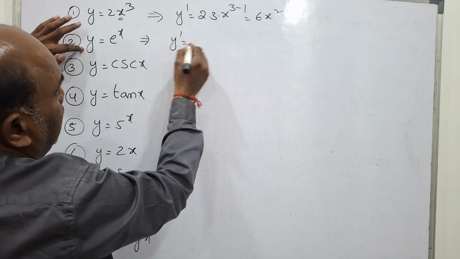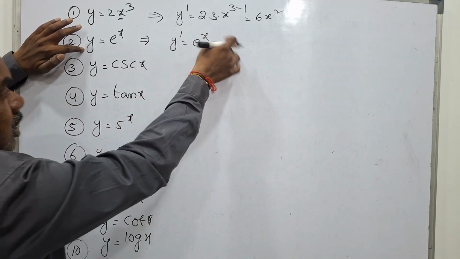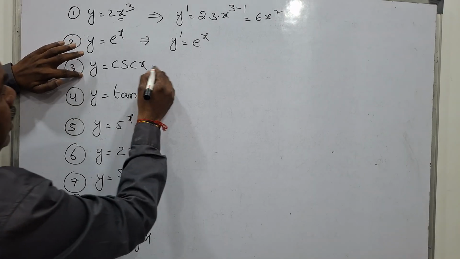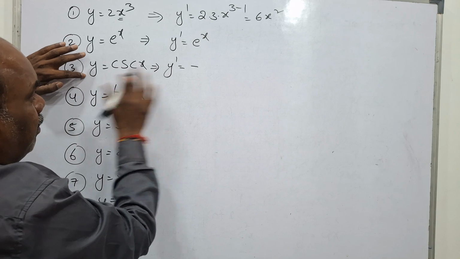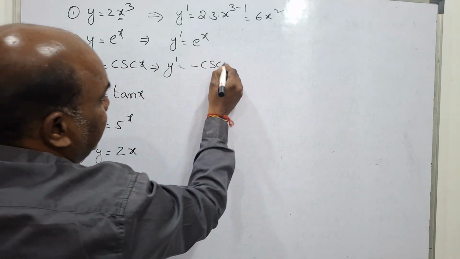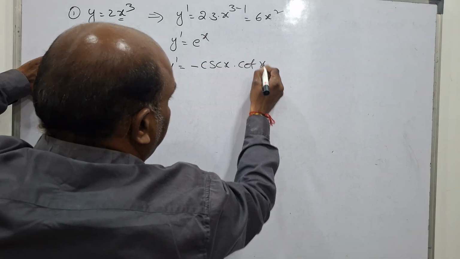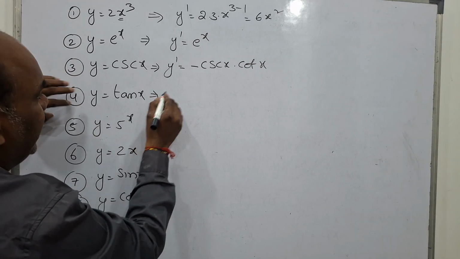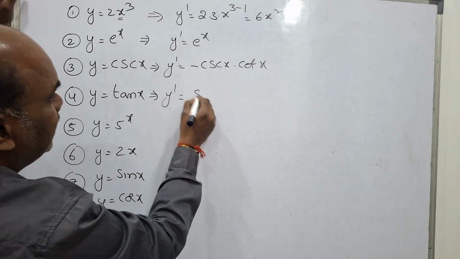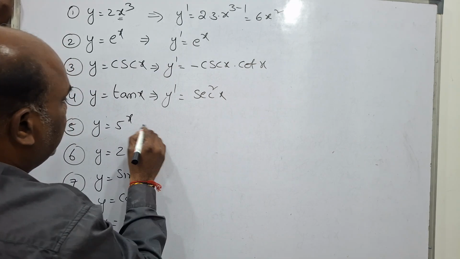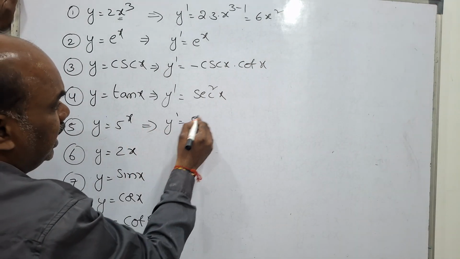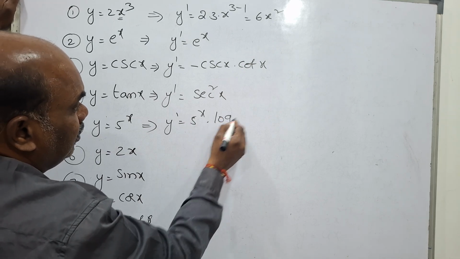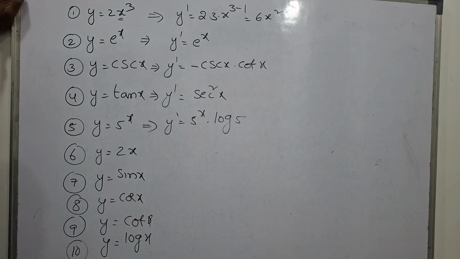Y dash is equal to e power x only. Log e base e is anyway 1. Now, y dash equal to cosec x: whenever you spell it with ka, minus cosec x into cot x. Now, y dash of tan x is secant square x. This is in the form of a power x, constant power variable. So same function, write it down as it is, log 5: 5 power x into log 5.